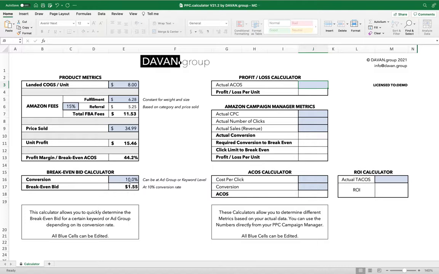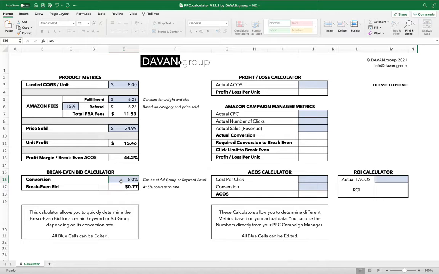So your break even bid is $1.55. How that's calculated is, if you're converting at 10%, then you need 10 clicks to get a sale. So if you take your profit, which is $15.46, and you divide that by 10, you get $1.55 per click. Now, if you have a lower converting keyword, let's say it's only converting at 5%, then your break-even bid is going to be half. So if you want to break even on this particular keyword, you could bid 77 cents.